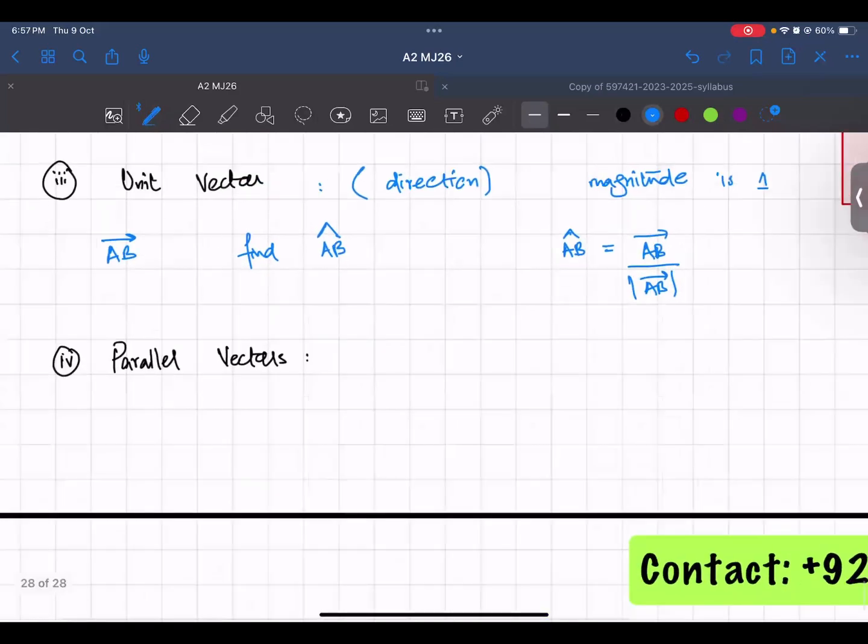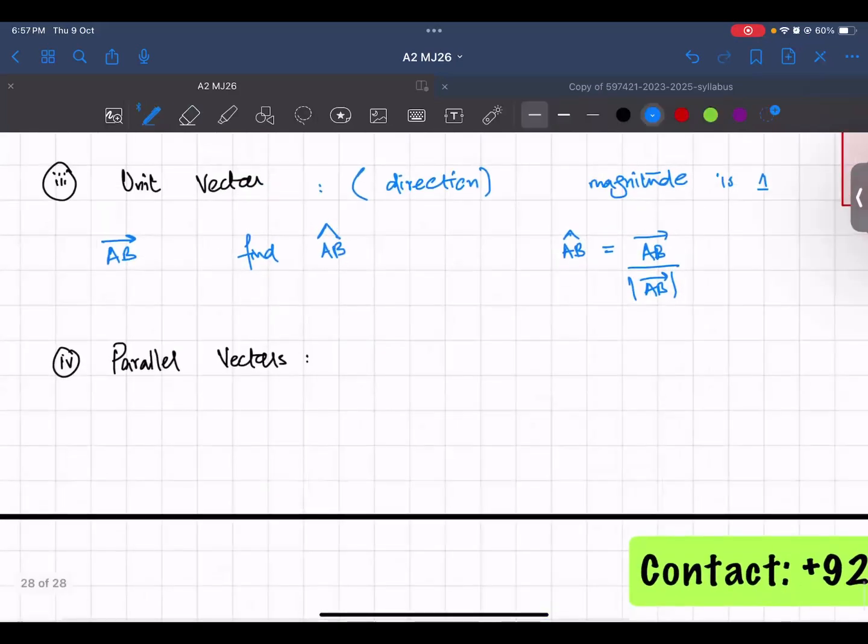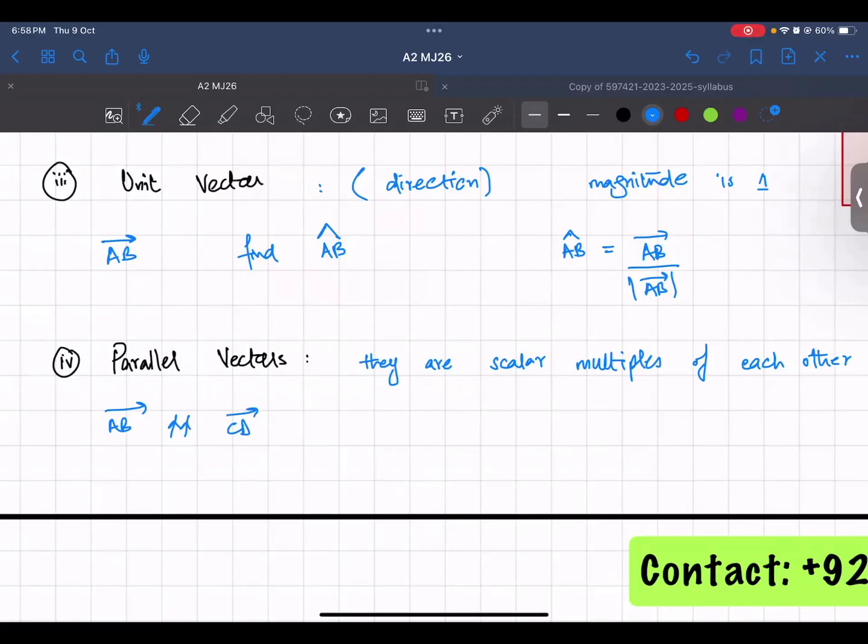Okay, so the parallel vectors. When two vectors are parallel, they are scalar multiples of each other. For example, if they tell you that vector AB is parallel to CD, this would automatically mean that AB is equal to K times CD, a scalar multiple. So the only difference would be the magnitude. One of them would be bigger, the other smaller, but the direction would be the same.